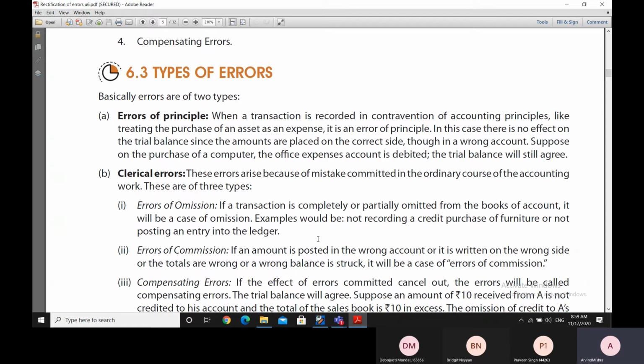Now let us understand these various types of errors. Number one is errors of principle. Whenever a transaction is recorded in contravention of accounting principles, where accounting principles are contravened. For example, we may treat the purchase of an asset as an expenditure, then it is an error of principle. Now in the case of errors of principle, there is no effect on the trial balance because the amounts are placed on the correct side, though they are being placed in the wrong account. An amount which should be placed in the purchase account is being placed in the expense account.